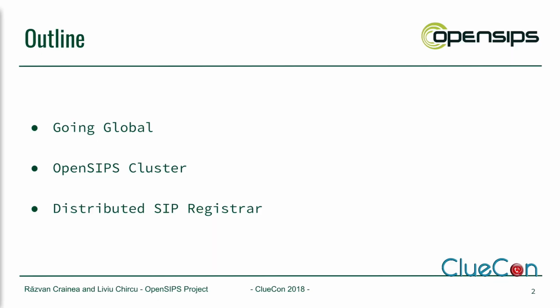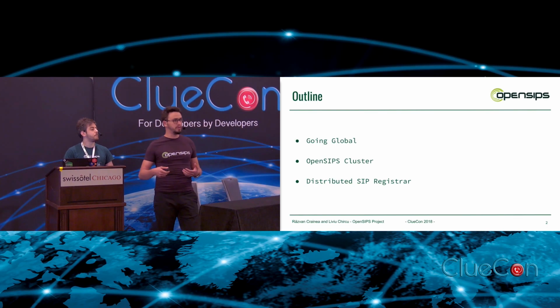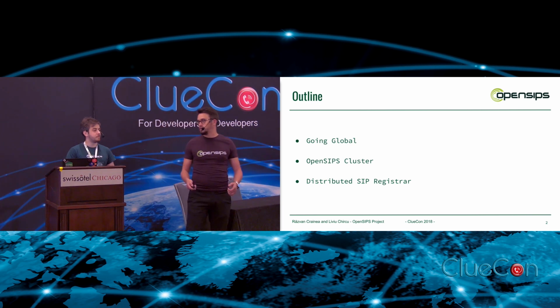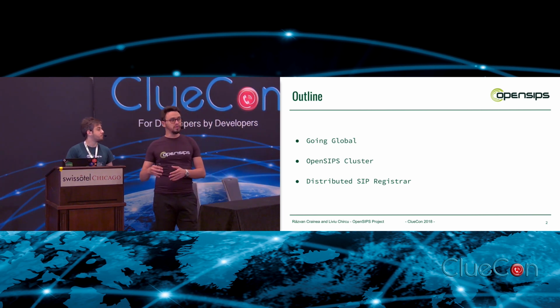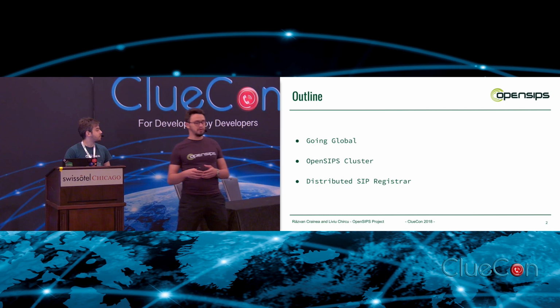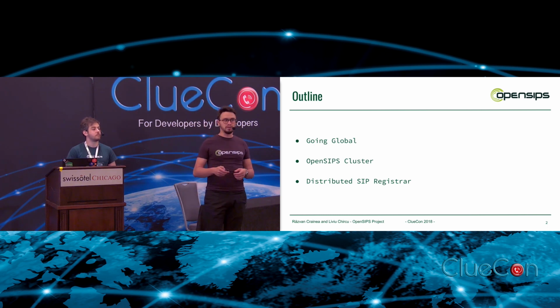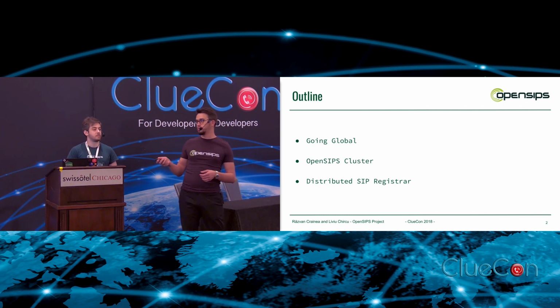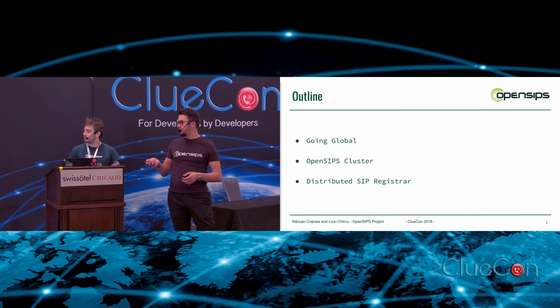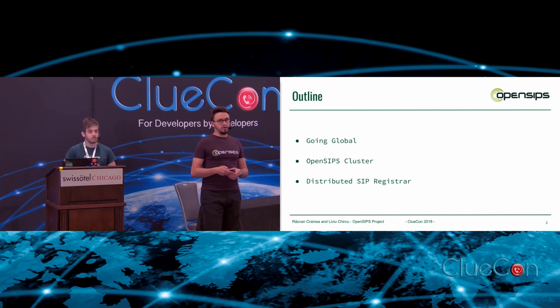So we'll be talking about going global. Today we'll be talking about going global and the problems that you might face when trying to scale out a platform, our solution, what we've done in OpenSIPS to help you do that as easily as possible, and then we'll look at a use case based on our development: how to build a distributed SIP registrar using OpenSIPS 2.4.